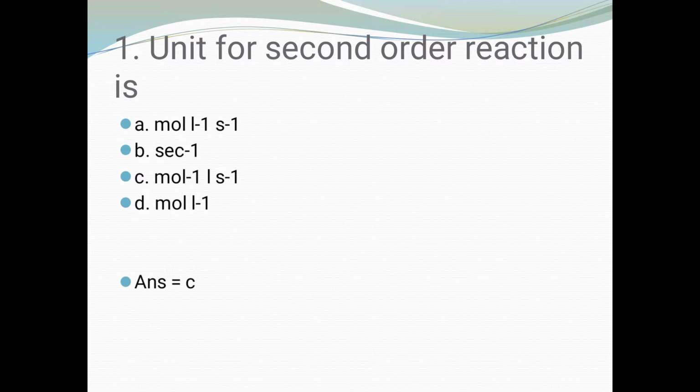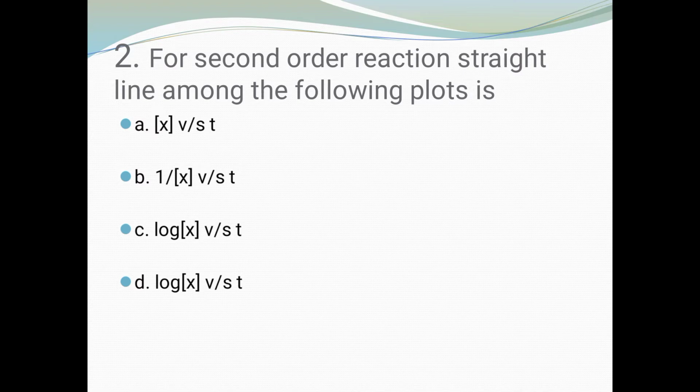Let's move ahead with the second question. For the second order reaction, a straight line among the following plots is. This question is asking you a plot of what versus what will lead you to a straight line, and your correct option is option B, a plot of 1 upon concentration of X versus T. You can use the main equation of the second order reaction and find out this.